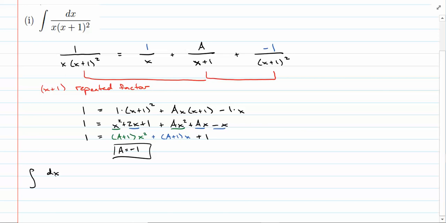So the integral of this function, we can actually split up into three separate integrals. We can split it up: the integral of 1 over x dx. Since a is negative 1, the next one would be minus the integral of 1 over x plus 1 dx. And then the third one, again, would be minus the integral of, and what I'm going to do with this one, instead of writing this as 1 over x plus 1 squared, I'm going to write it as x plus 1 to the negative 2 power.